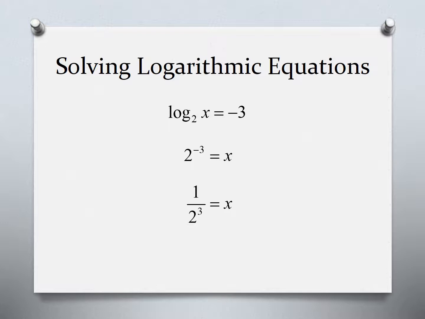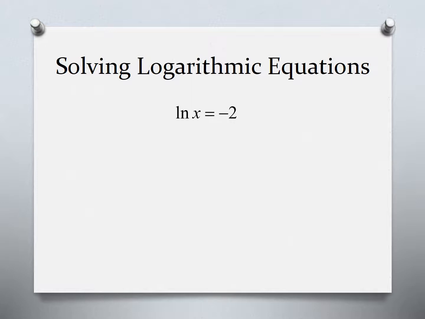Here I really have 1 over 2 to the 3rd power equals x, and then that 2 to the 3rd power is going to give me that 8. So 1/8 is x, and I can apply that back to my original equation and discover that the value of my unknown is 1/8.